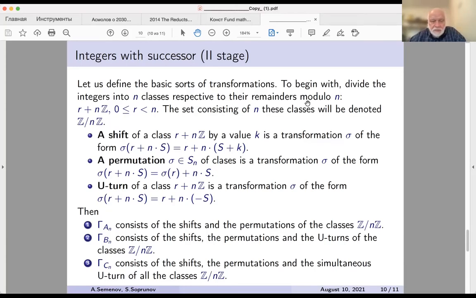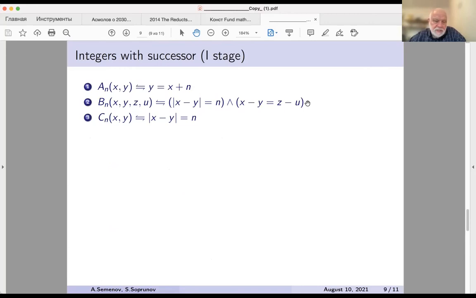Also, for some of the transformations, the reverse of the naturals also works. For example, if only distance, like in CN, is interesting for us, then of course you can also use the reflection, which can be called transposition. You can reflect the integers over zero, for example.